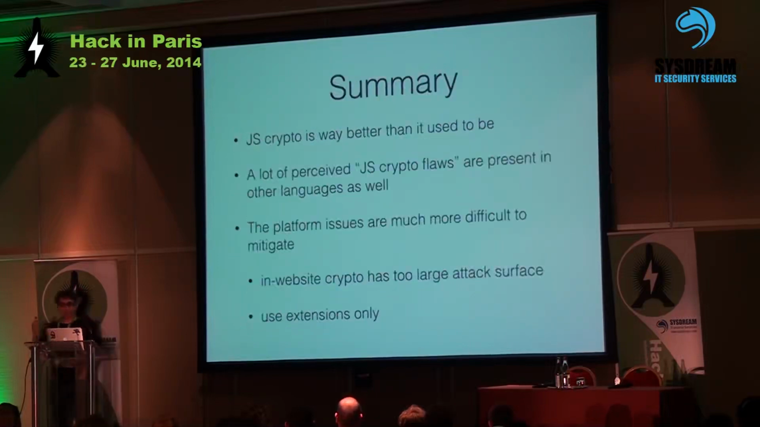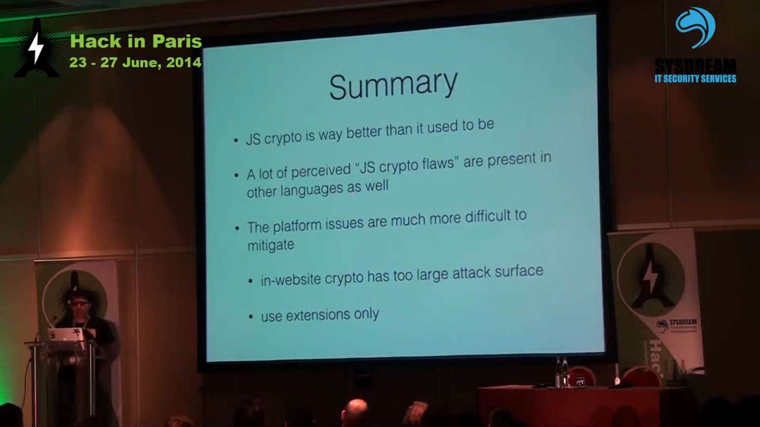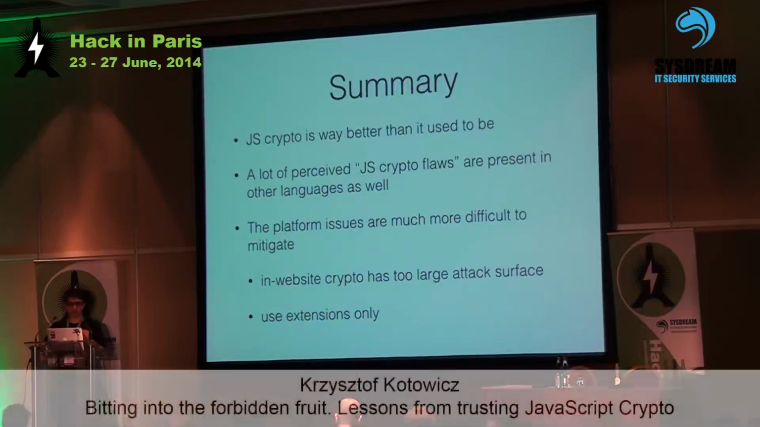So, the summary: JavaScript crypto has similar problems to native crypto. The library quality is way better than it used to be. And actually, it's not XSS that is the problem, as is often mentioned. It's actually the pretty large attack surface coming from the browser. And you can solve the problems that other researchers pointed out in multiple ways, mostly just by developing your software in a sane way or having code reviews, all these boring things which are actually essential, but nobody mentions it.